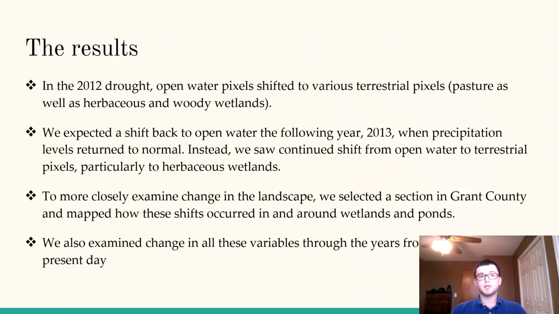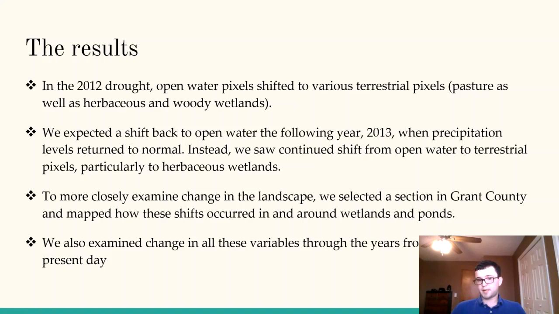So what happened? In the 2012 drought, open water pixels shifted to various terrestrial pixels, pasture as well as herbaceous and woody wetland. This is what we expected. This was our hypothesis. We thought that it was going to decrease. We thought it was going to be a dramatic drop, and it was a dramatic drop. As I'll get to in a second with the maps, you can really see around the lakes and around some of the lowlands the pronounced ring of drying during the 2012 drought.